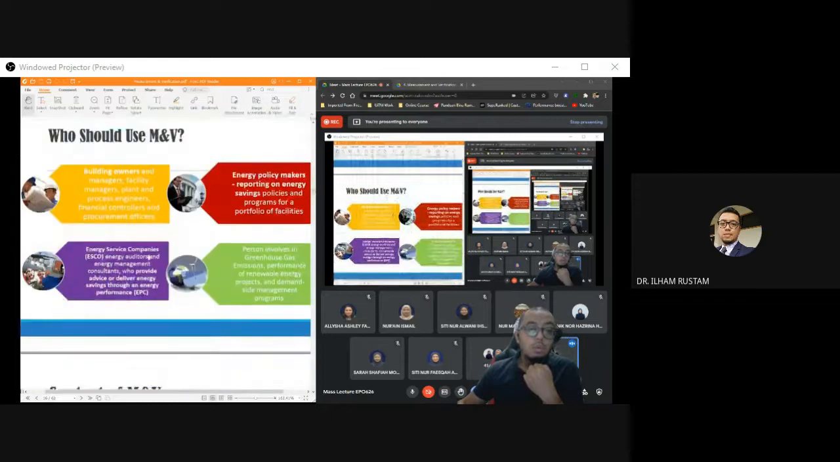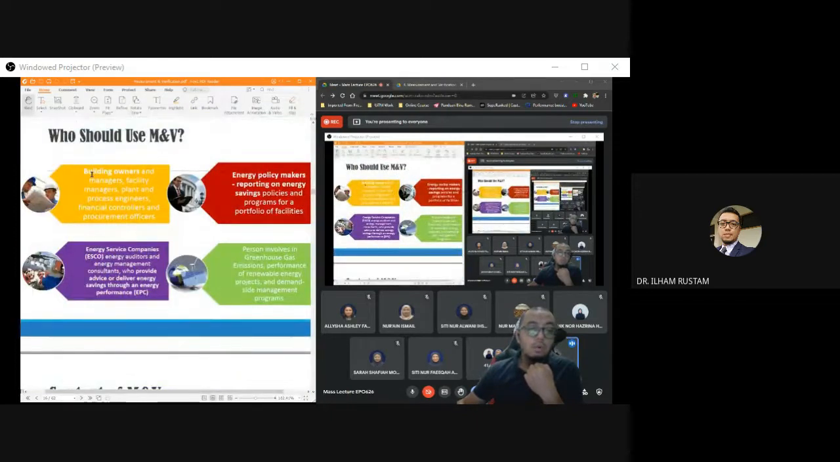And who should use MNV? There are four: building owners, ESCO, the energy policymakers, especially the Energy Management Committee, and also any person who is involved with greenhouse gas emissions performance of renewable energy projects and demand-side management programs. So basically, anybody who's involved with environmental issues. So these four may want to look at your audit report.